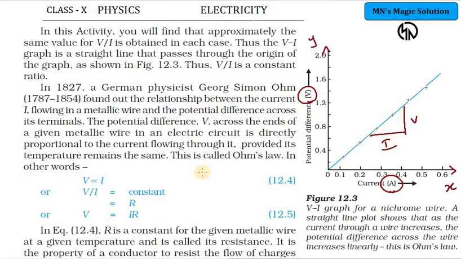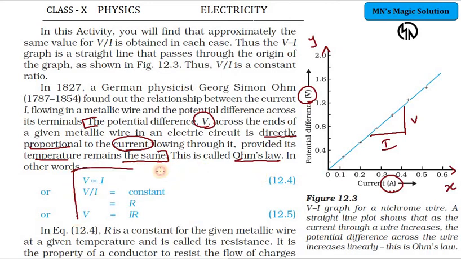So the statement here is: potential difference V across the ends of a given metallic wire in an electric circuit is directly proportional to the current flowing through it, provided its temperature remains the same. This statement is an important 2-mark question and this is called Ohm's law. In it you discuss that the potential difference is directly proportional to the current, provided the temperature remains the same. So these statements should come in when you write Ohm's law.